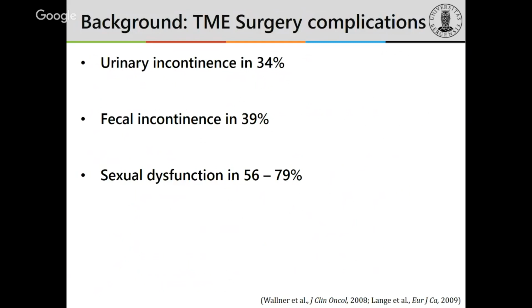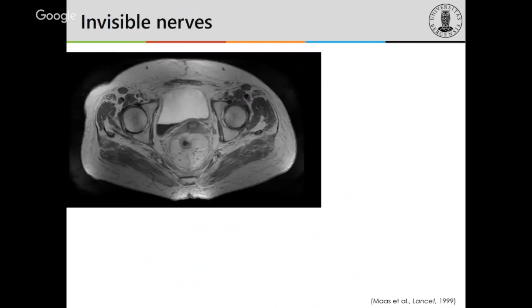And you may be wondering, what are these surgeons doing to have these side effects so high? What these surgeons are doing is they're causing autonomic nerve damage, because the autonomic nerves are the tiny nerves around the mesorectum that are responsible for providing all of these functions. Why are they damaging them though? They're damaging them because they're invisible.